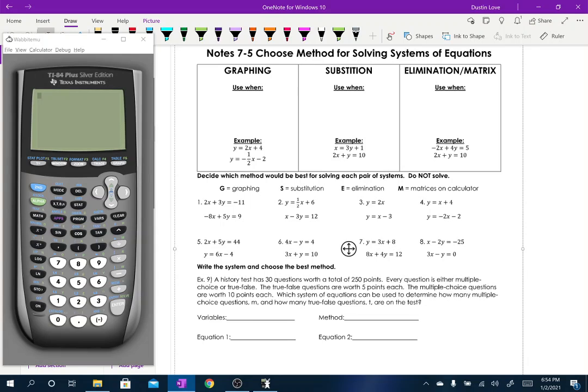Welcome to our last lesson of the unit, and good news, we're not going to be covering any new methods for solving. We covered all the methods that we need. Today we're going to focus on how do I know which method to use in different situations, because we did an entire lesson on substitution, an entire lesson on graphing, an entire lesson on matrices, etc.